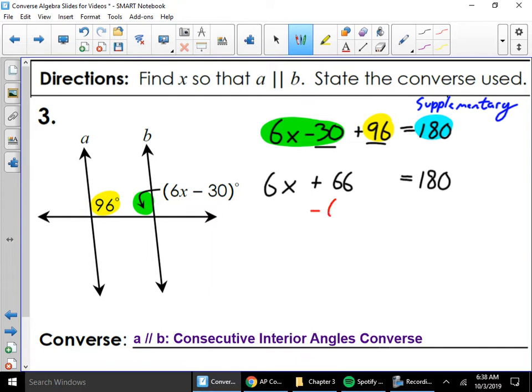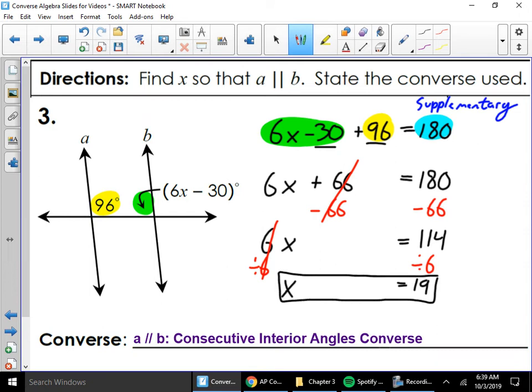So my first step, removing the constant, subtracting 66 from both sides. That will leave us with 6x is 114. And last but not least, divide both sides by 6. Dividing both sides by 6 will leave us with x equals 19. And again, that 19 is a value of x that makes the two lines parallel. That's our ultimate goal here, to say that A and B are parallel because of the consecutive interior angles converse. Let's look at another one.